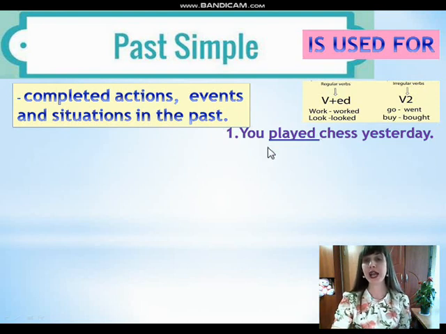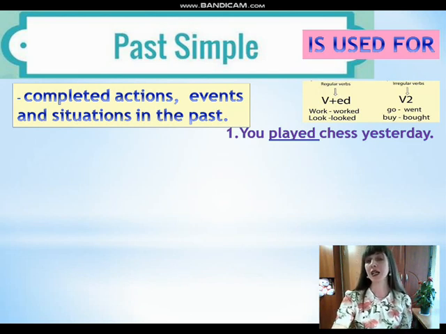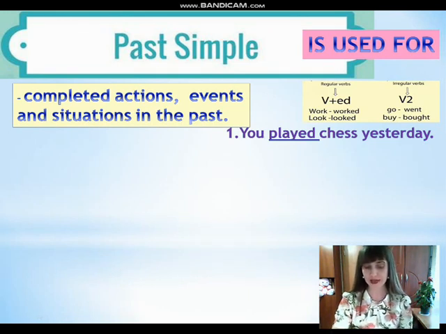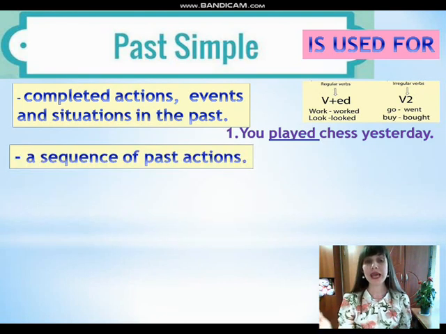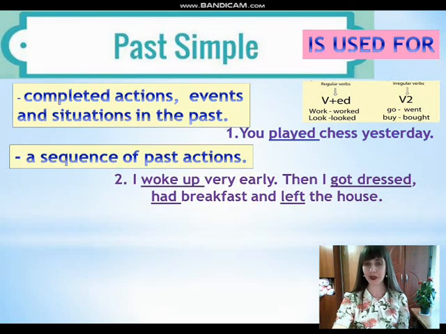And we have here a regular verb, played, that was formed by means of the ending -ed. You see this, right? So that is one of the examples of use of the past simple tense. Also, the past simple tense is used to describe a sequence of past actions. Let's have a look at our next example.